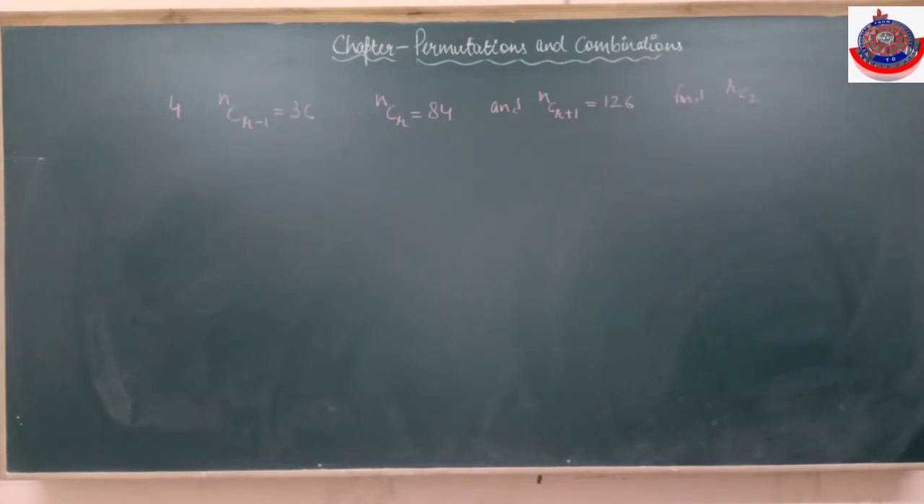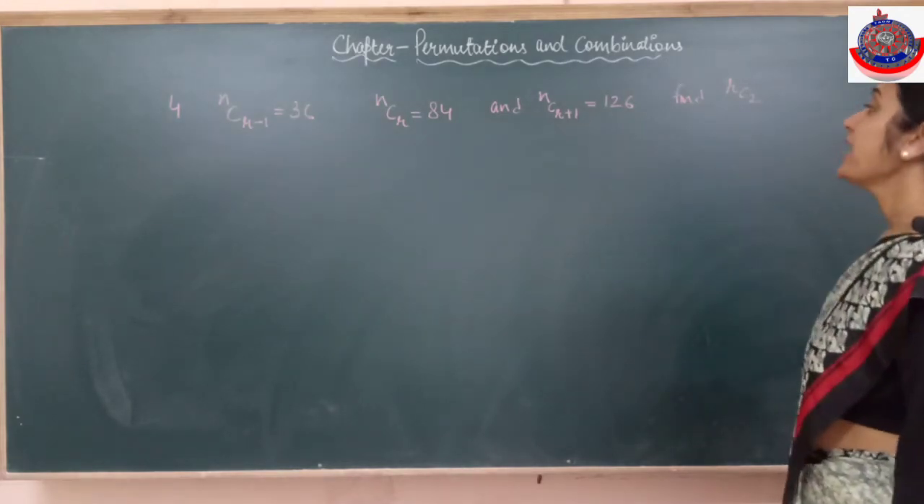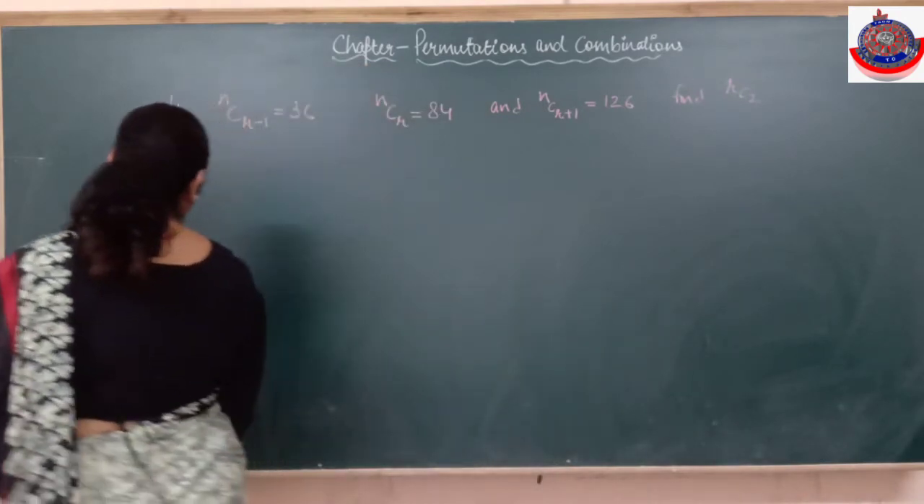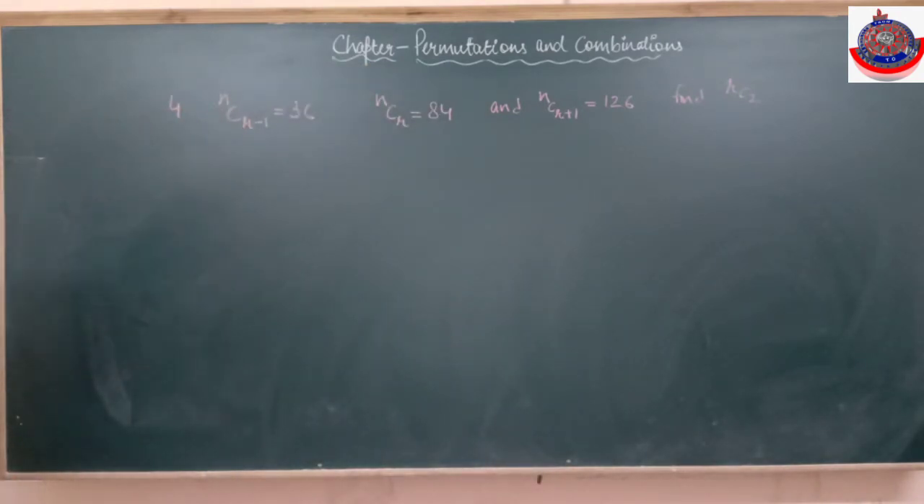Last example: nCr minus 1 is equal to 36, nCr is equal to 84, nCr plus 1 is equal to 126. I need to find rC2, that means I need to find the value of r. Three things are given to me. Remember the theorem 3 we did?